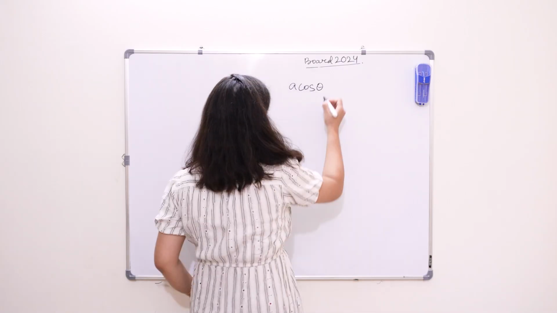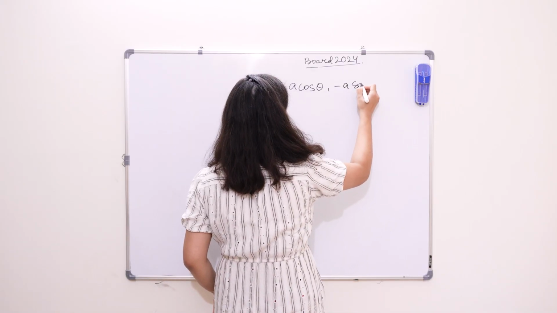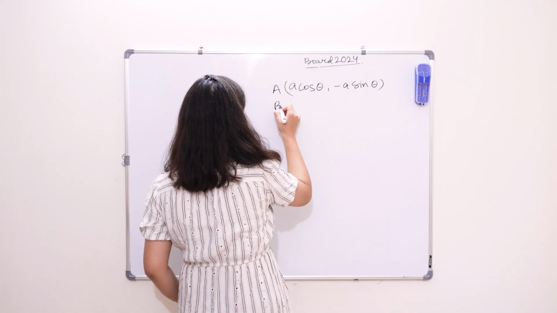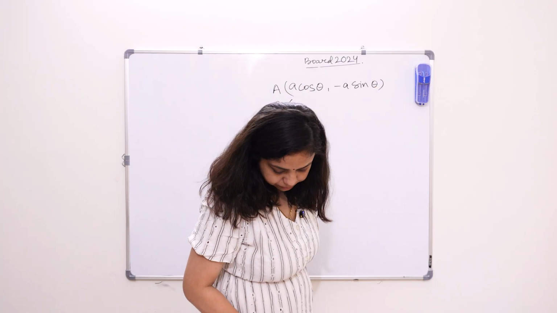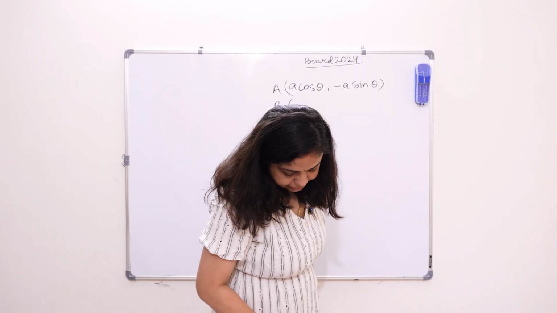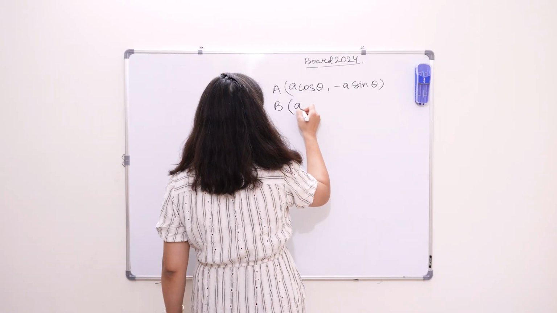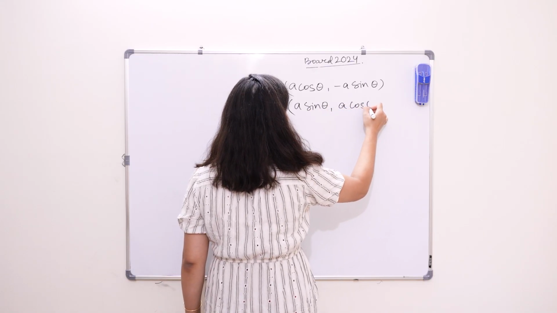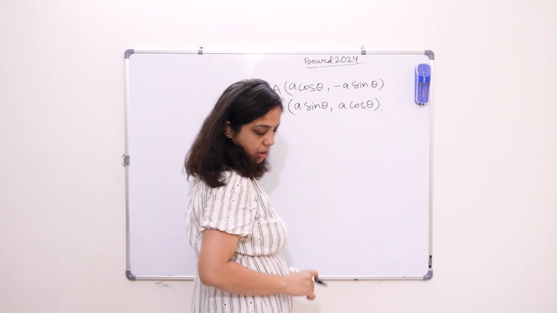Minus a sin theta, comma, minus a sin theta. Let's say this is A and the B point is a sin theta and a cos theta. Right? Now let's understand.